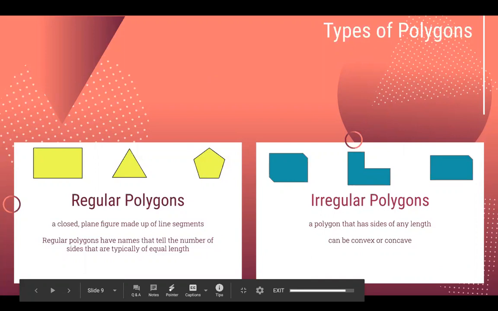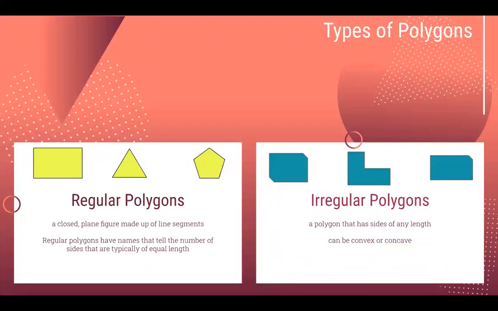Regular polygons are the ones that you mainly see where as soon as you look at the shape, you know exactly what it is. It usually tells us the number of sides, and they all are usually the same, of equal length. An irregular polygon, though, is a polygon. It's a closed, plain figure made up of line segments, but the shape of it does not look like you would think.